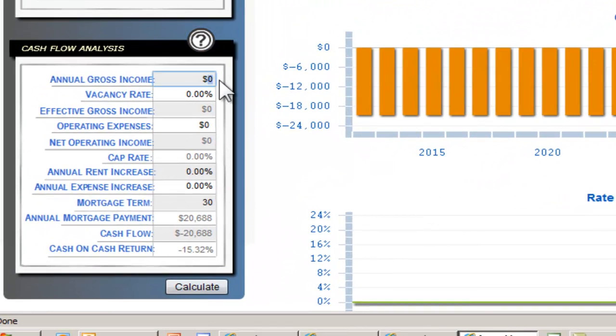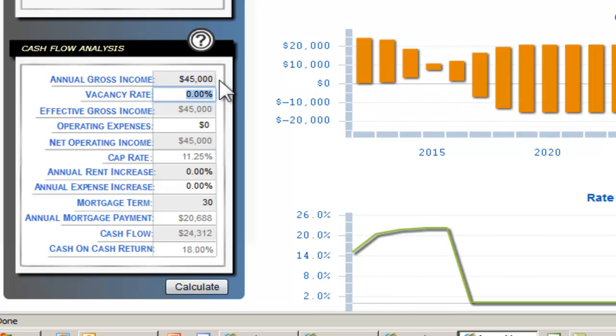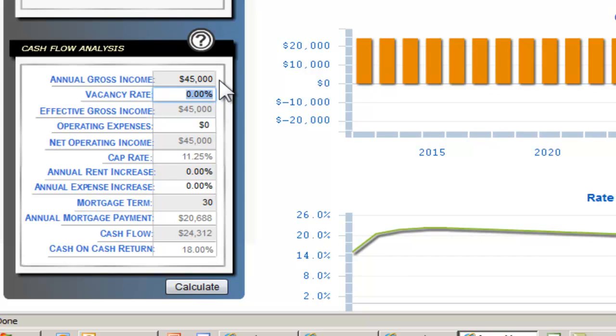We've already established that the rents in the system were fairly accurate according to the market rents, and that was a total of $3,747 a month, which translates to about $45,000 a year in gross income, annual gross income. And you see my charts are beginning to change again now. I have to put a vacancy rate in.